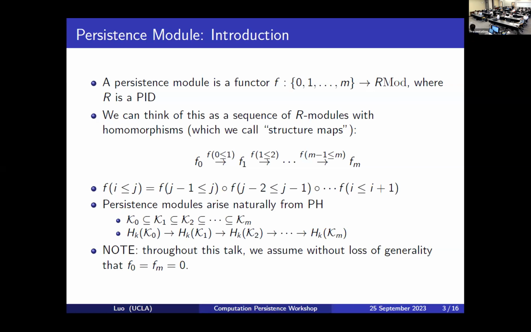Something else is that throughout this talk, we're going to assume without loss of generality that the first and last things in our persistence modules are both zero. We can do this because we can always tag on zeros to the beginnings and ends of persistence modules without losing anything.